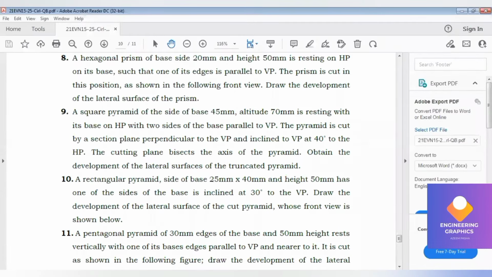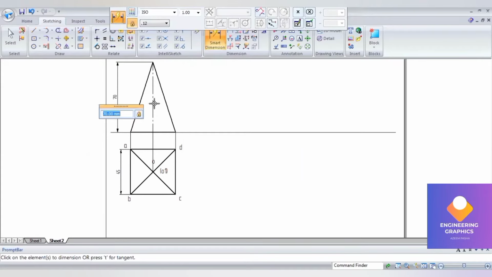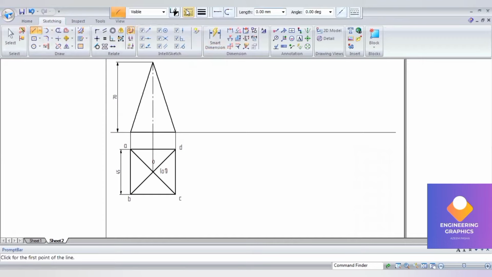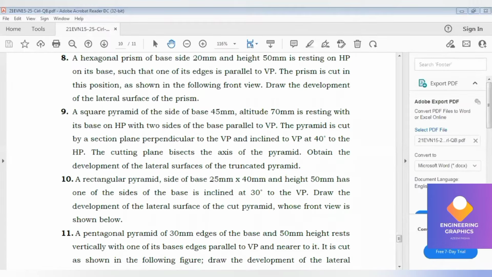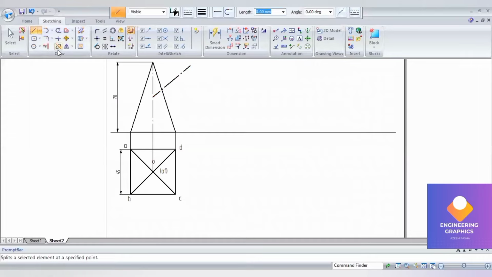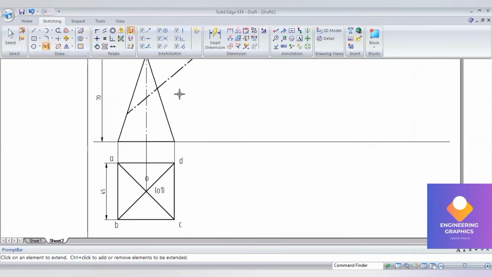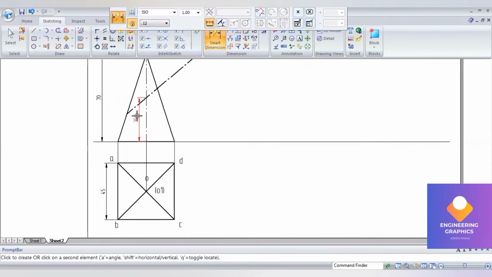Now in this plane, the cutting plane bisects the axis and is at an angle of 40 degrees to the HP. So take the sectional plane, take the midpoint. From here you draw a line and give the angle 40 degrees. Enter. Okay, 40 degrees to the HP. We can extend this line. You can split it to show that exact midpoint. Midpoint means 70 halved, which is 35.